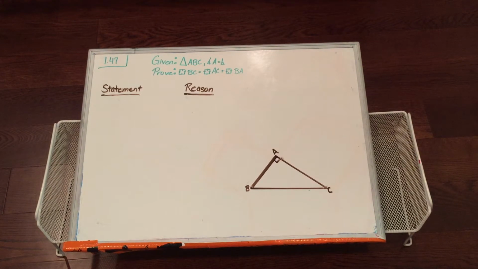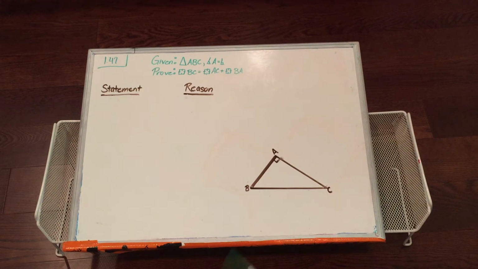So today we are going to try to prove that Euclid's proposition 47 is true. And Euclid's proposition 47's enunciation says that in right-angled triangles, the square on the side subtending the right angle is equal to the squares on the sides containing the right angle.